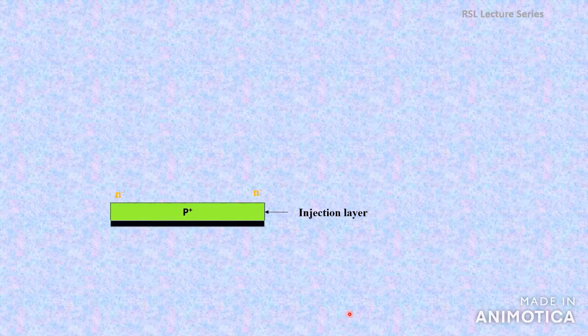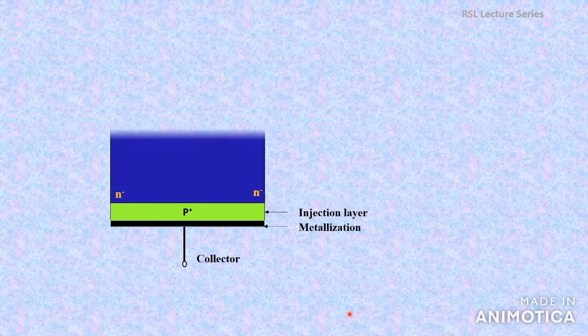So next we'll discuss the basic structure. Initially a heavily doped P plus region is formed. This region is called an injection layer. Below this region, a metallic plate is placed in order to bring out a terminal called the collector terminal. Above this injection layer, a lightly doped N region is placed. The minus sign represents light doping and the plus sign represents heavy doping.